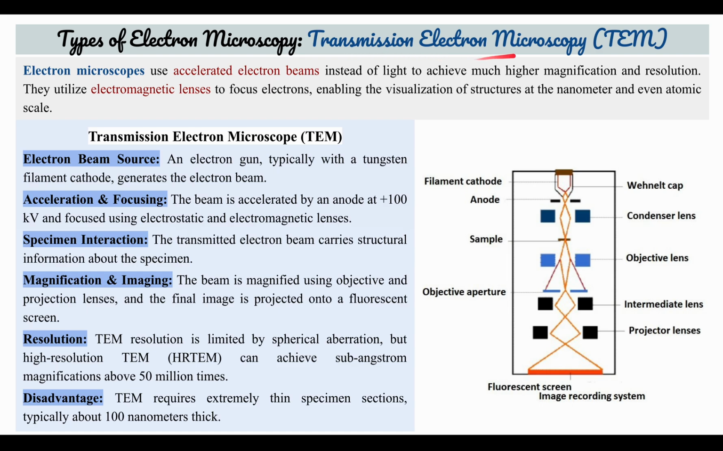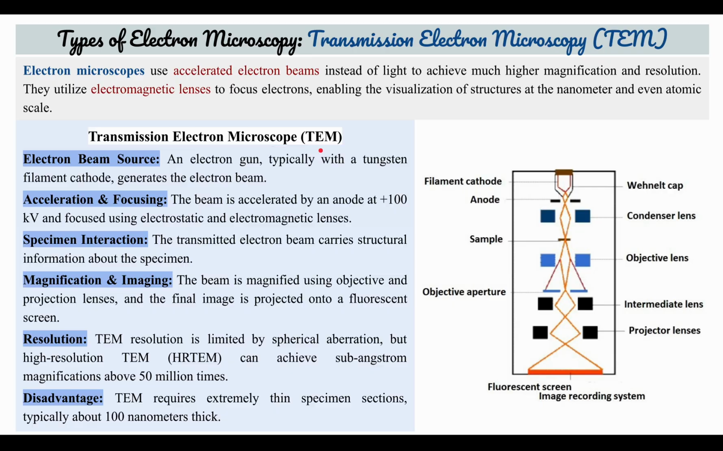TEM is transmission electron microscopy, and from their names only you can distinguish the two. First of all, electron microscopy uses accelerated electron beams instead of light to achieve much higher magnification and resolution. And instead of using the objective lens or the eyepiece, those glass lenses, they use electromagnetic lenses to focus the electrons, enabling the visualization of structures at the nanometer and even atomic scales.